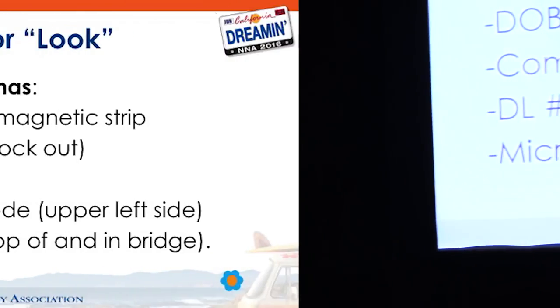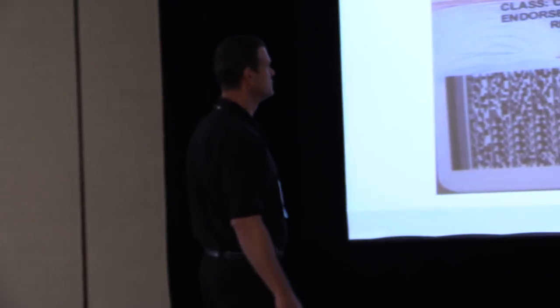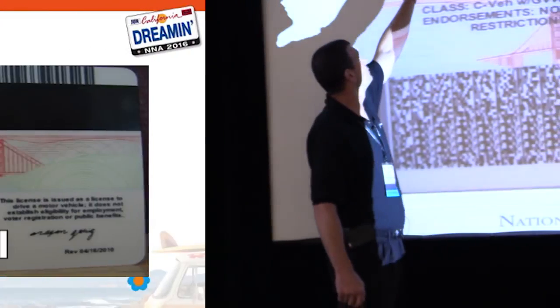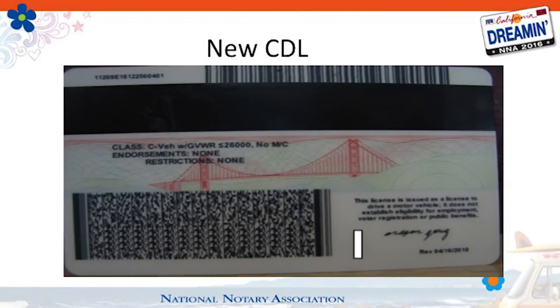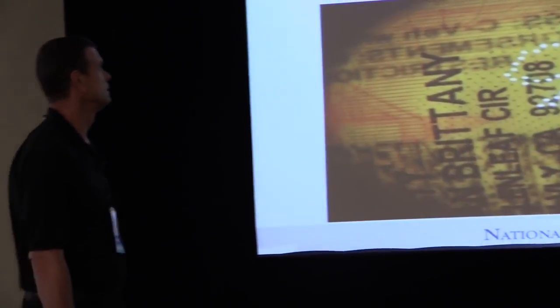On the new California driver's licenses, we've got two barcodes. The DOB is raised, a signature, computer number, microprinting. I'll talk all about that. But there's a lot more information on the back of the cards as well. On the bottom up here, that's not just a bunch of random numbers, their driver's license number is in there. We've got two different barcodes. We've got another signature on the back. This is raised up. You should feel that being raised up as well.